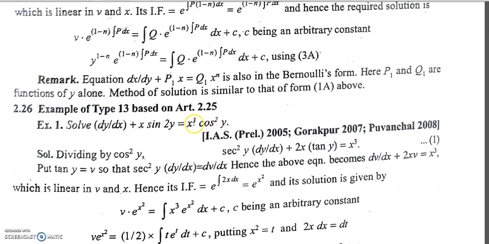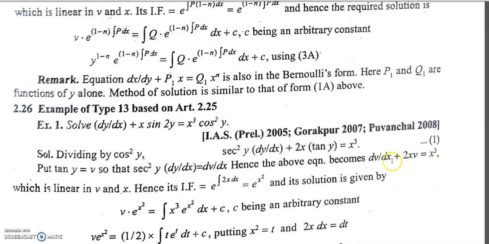So now we need to free x cube, na? Function of x alone in the right hand side. So divided by cos square y, what you get, sec square y dy/dx plus twice x tan y equal to x cube. Now the function of y should be put as v, na? So tan y should be put as v and its derivative sec square y dy/dx equal to dv/dx. So now equation 1 becomes dv/dx plus twice x v equal to x cube.